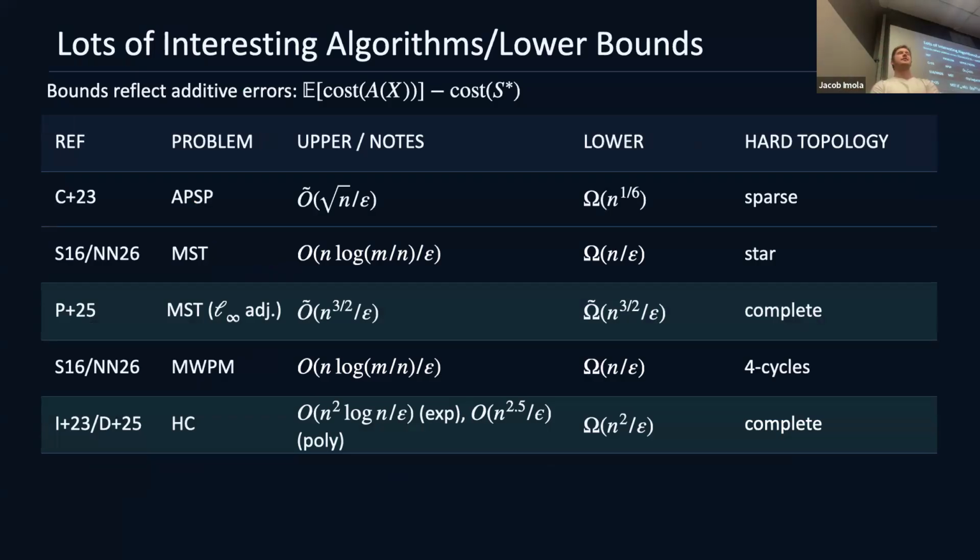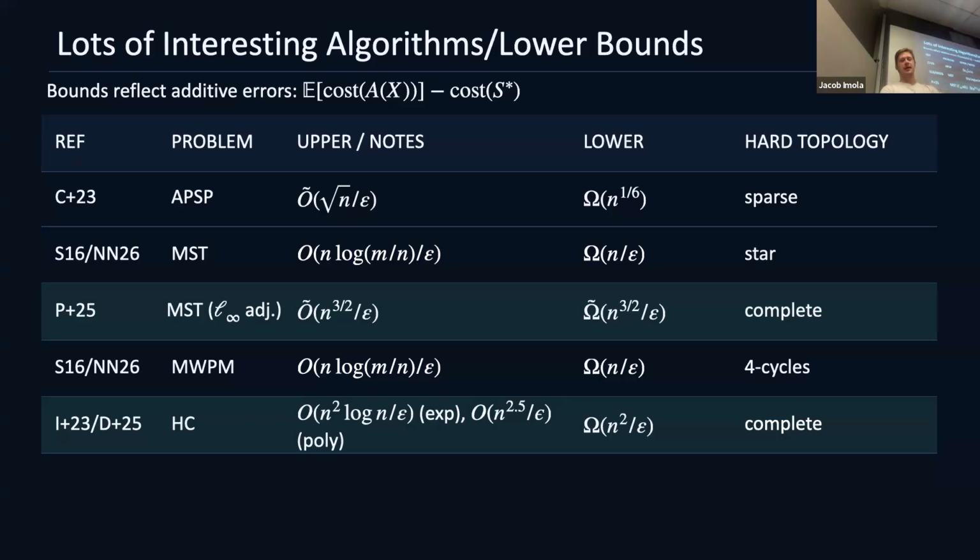Okay, so this edge weight DP model has a lot of interesting algorithms and lower bounds. I just want to paint a quick picture of what's been going on here. You can study a lot of combinatorial graph questions, and the bounds that I have here reflect additive errors: the expected cost of your differentially private algorithm in computing some combinatorial quantity minus the optimal cost, considering the worst case over all weight vectors.